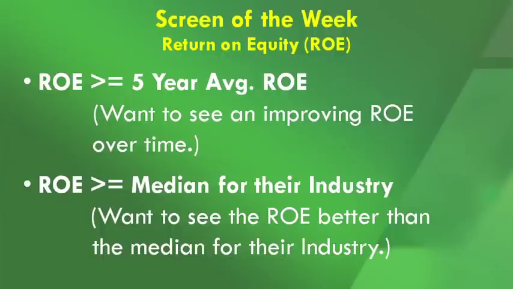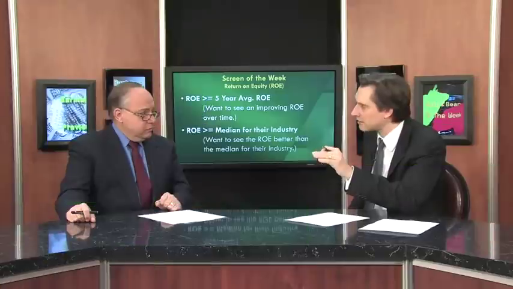Parameters for the screen. The two main things we are using in this week's screen are this. I want to make sure the ROE is greater than or equal to the 5-year average, so we want to see an improving ROE over time, and we want the ROE to be better than the median for its industry to find the top performers.